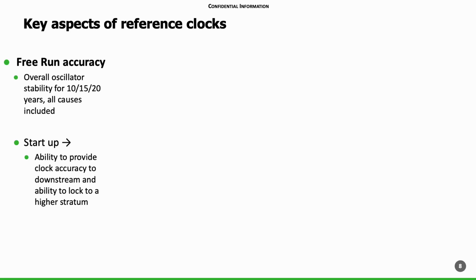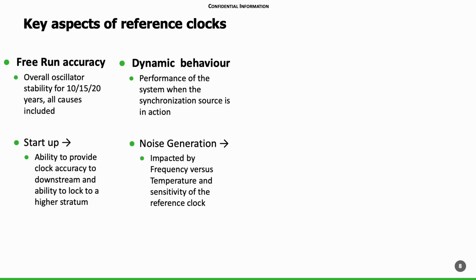There are a number of key aspects on the selection of reference clocks. Free run accuracy refers to the clock accuracy when an oscillator starts up. In order to be able to lock to an upstream clock and to provide downstream clocks within a certain accuracy, the oscillators are to be within certain accuracy. The dynamic performance of an oscillator is a measure of noise contribution to the servo system output in the synchronization process. The error contribution is primarily from the temperature sensitivity of the clock oscillator.